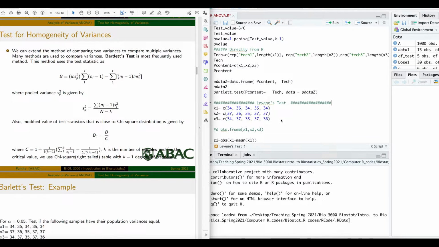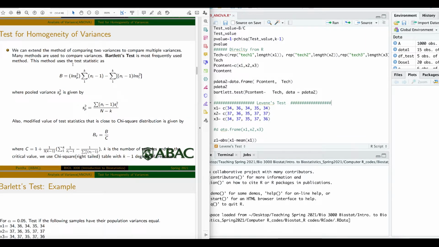For the homogeneity of variance, I actually used several methods there, but I'm going to discuss how to test the homogeneity of variance if there are more than two groups. Okay, so the first test that I'm going to discuss here is Bartlett's test. Bartlett's test is basically the extension of comparing two variances to multiple variances. Many methods are used to compare variances, but Bartlett's test is most frequently used, and I will show you Bartlett's test and Levene's test, how to do them manually with an example.